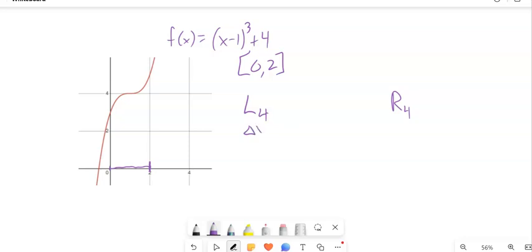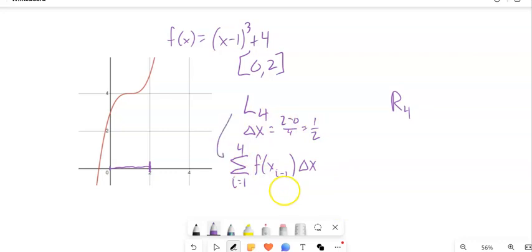So first off, my change in x is going to be this distance cut into four pieces, right? So it'll be 2 minus 0 divided by 4, 1/2. So these bases are going to be 1/2. And then since it's the left-hand side, I want to do the sum from 1 to 4 of whatever the function is at those values, because I want to start on the left-hand side. When i is 1, I'm at the first iteration, so the 0th, times my change in x. Well, I know my change in x is 1/2. So this would be my setup for L4.